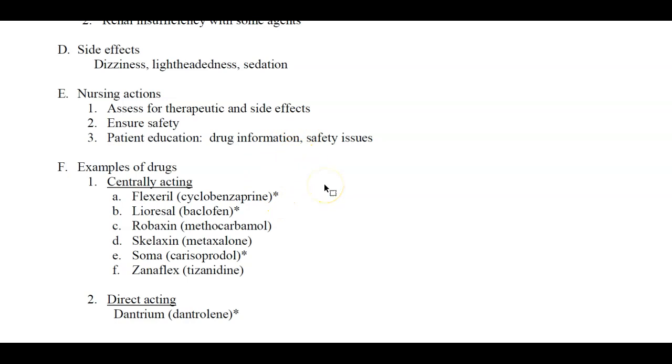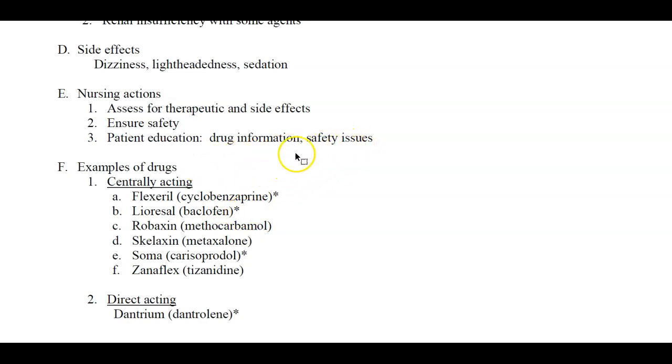This medication, as I said earlier, can cause drowsiness, and sometimes it can cause patients to wake up feeling like they have a hangover. Another medication is baclofen. It does the same thing, but for some patients the sedation side effect is not as prominent in comparison to cyclobenzaprine.